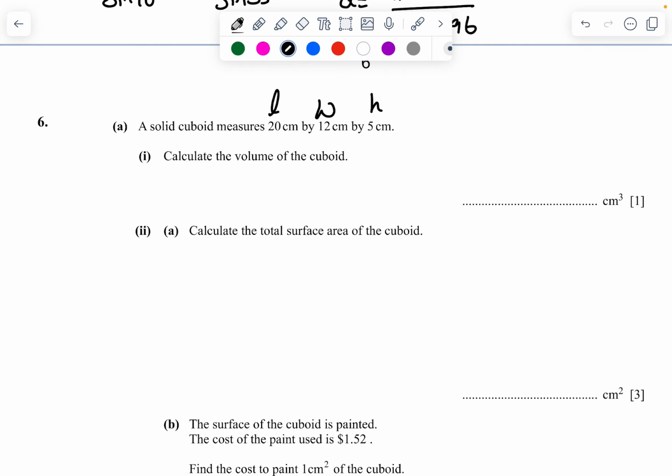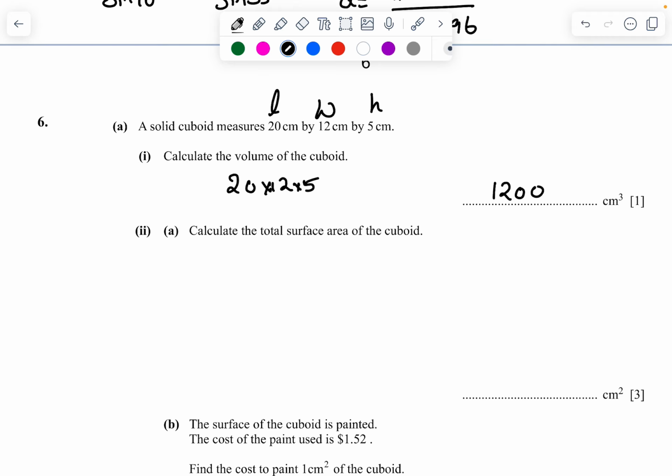So let me write it out over there. So length times width times height. Length is 20 times 12 times 5, which is going to be nothing but what? 60 times 20, 1200 centimeter cube.